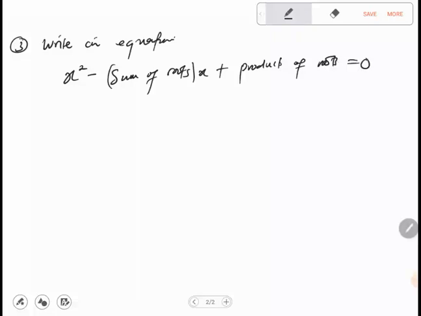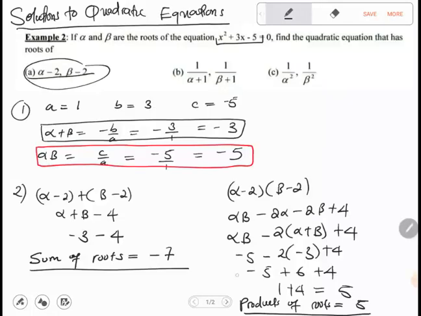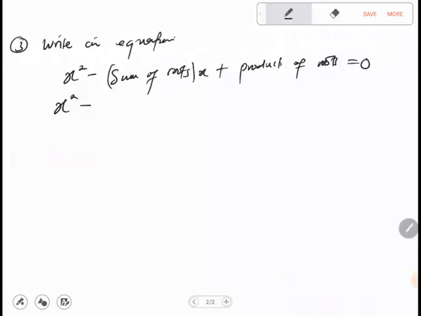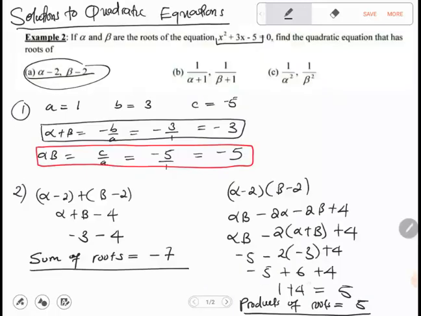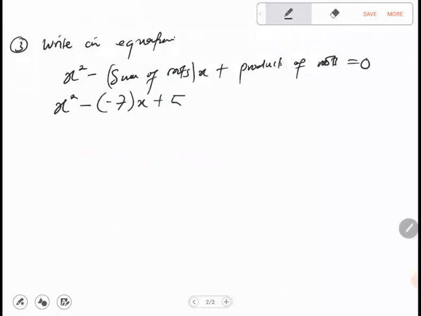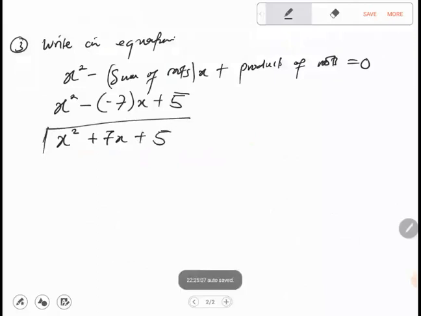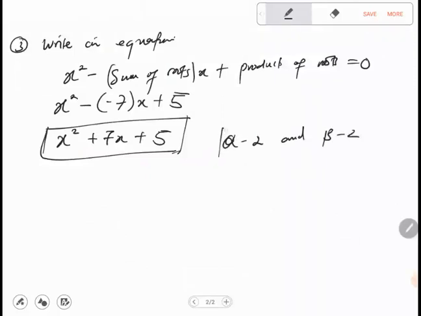Now x squared remains, minus, what is the sum? The sum is here, negative 7. So you just bring it here. Negative 7 multiplied by x plus, what is the product? It is 5. And this will be x squared plus 7x plus 5. Therefore, this is the equation whose roots are alpha minus 2 and beta minus 2.